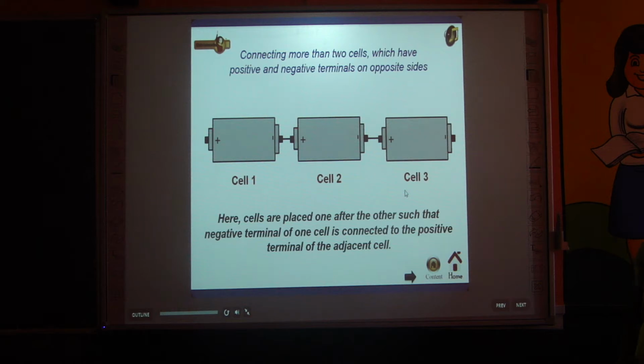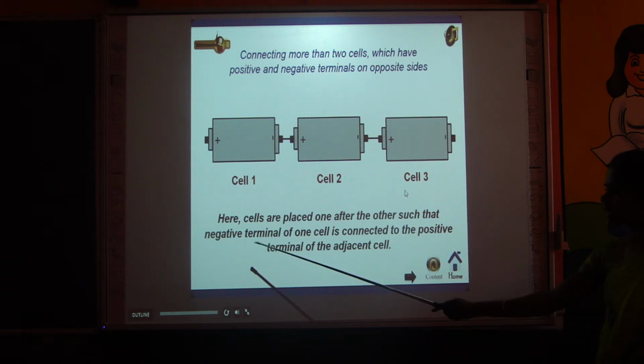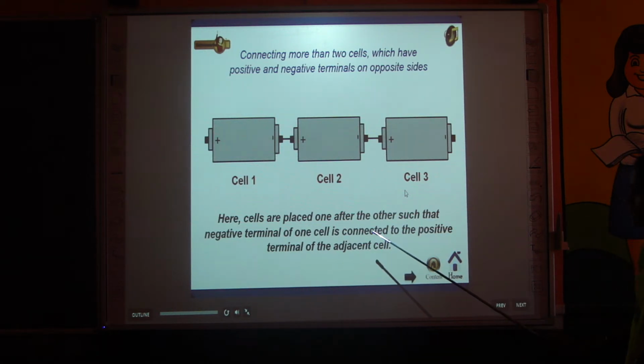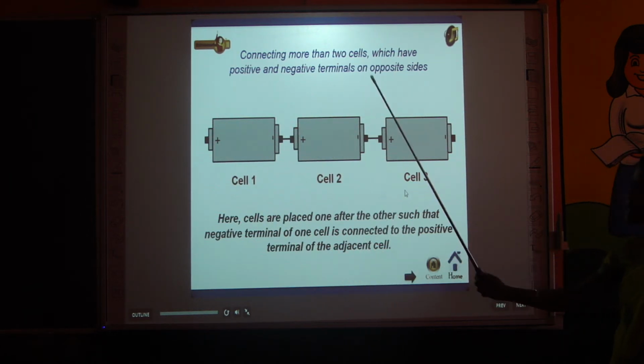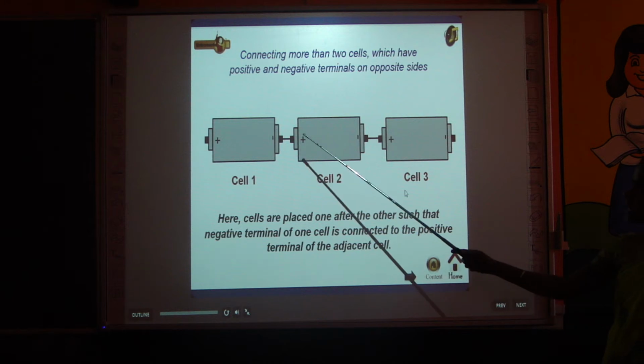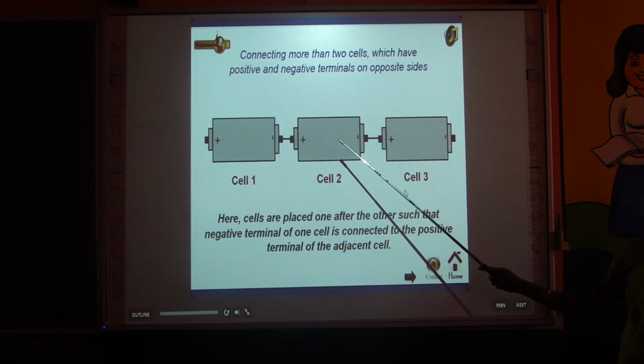How we can connect these cells means, here the cells are placed one after the other such that the negative terminal of one cell is connected to the positive terminal of the adjacent cell. See, here there are three cells and two terminals. One is positive and the other one is negative. In this, a negative terminal is connected to positive terminal.